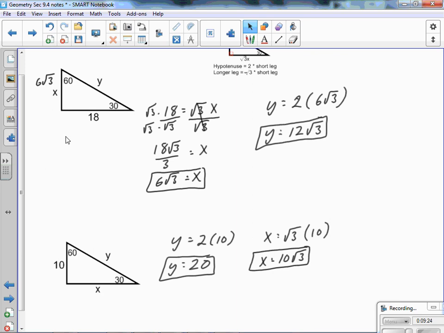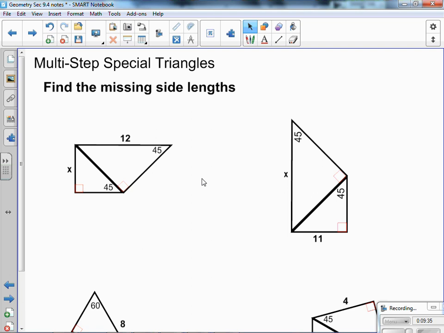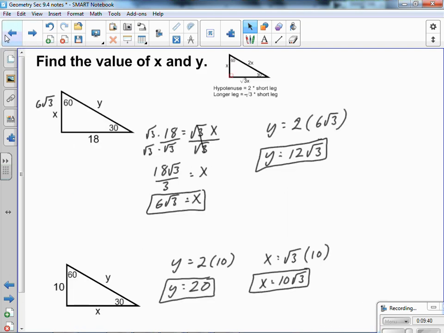Same thing on the 45-45-90s. If they give you the leg length and the hypotenuse, it's pretty easy. Not that any of these are really crazy difficult. Tomorrow when we go over multi-steps, it gets a little more difficult. We'll hold off until tomorrow on that. Questions?